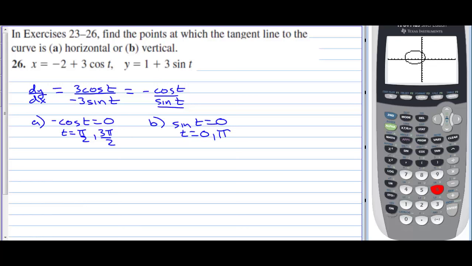Well, supposedly, we have horizontal at pi over 2 and 3 pi over 2. Well, that's going to be at the top and the bottom of this ellipse. So let's go second, calculate. How about just a value? And if we plug in pi divided by 2, that's going to put us up at the top where the tangent line is horizontal. And then 3 pi divided by 2, that should put us on the bottom where the tangent line is again horizontal. Well, 0 should give us a vertical tangent line, and pi should also give us a vertical tangent line there over on the left.